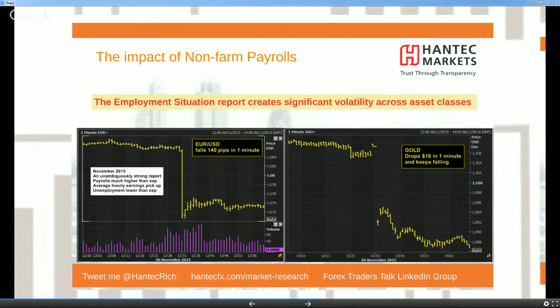Now, non-farm payrolls comes out in the employment situation report, with a whole batch of data points. You also get the unemployment rate, you get the average hourly earnings, you get labour force participation rate, you get a whole range of indicators. Now, in my opinion, I think the whole report needs to be taken in aggregate.